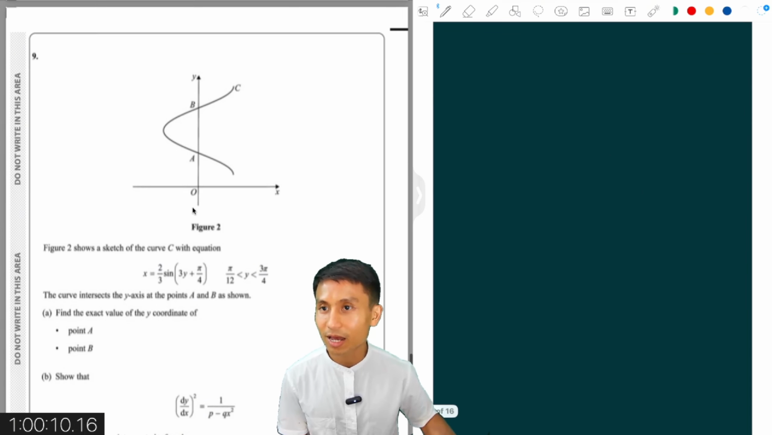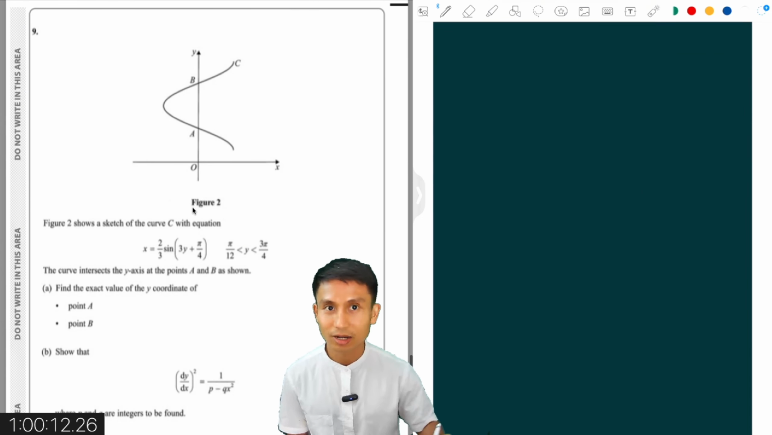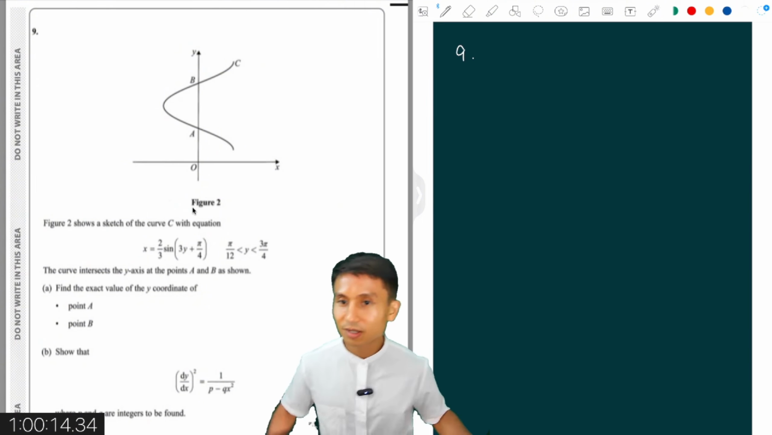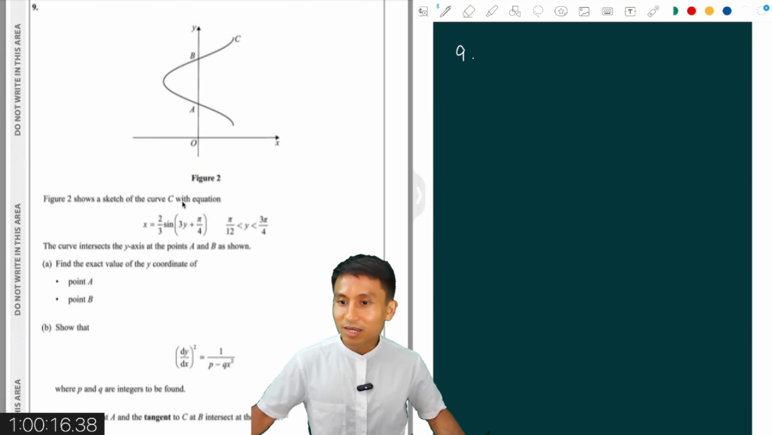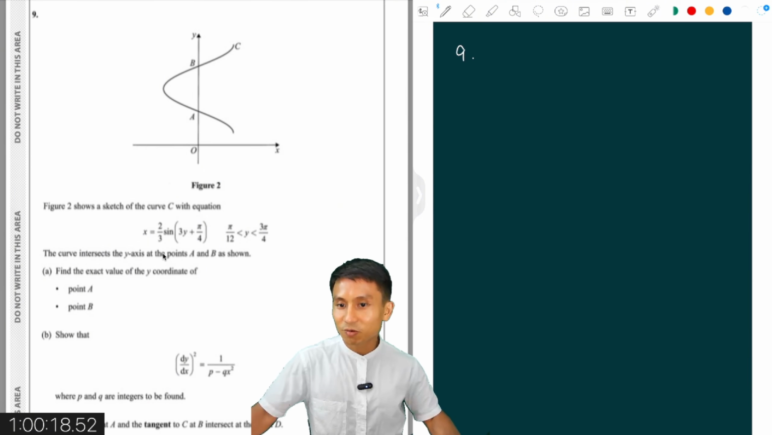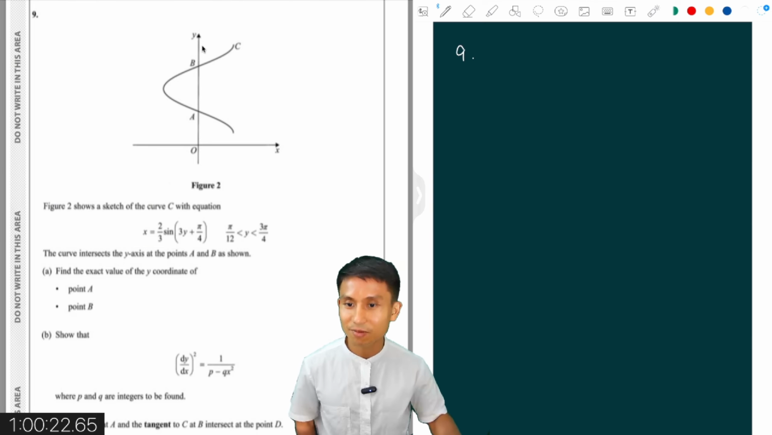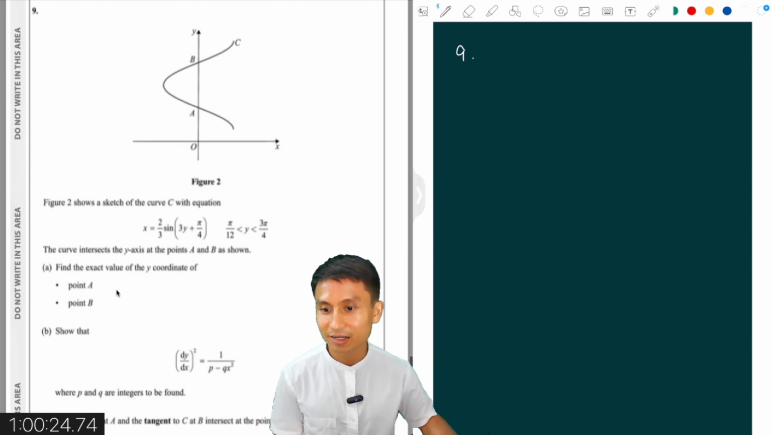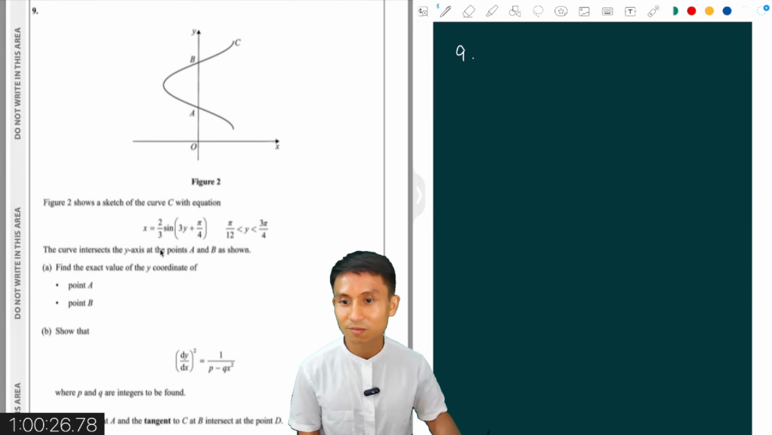Okay, number 9. I'm at an hour, so I think I'm still fine. This graph looks intriguing. Figure 2 shows a sketch of a curve C with equation, and the curve intersects the y-axis at A and B, as shown. Find the exact value of the y-coordinates for points A and B.